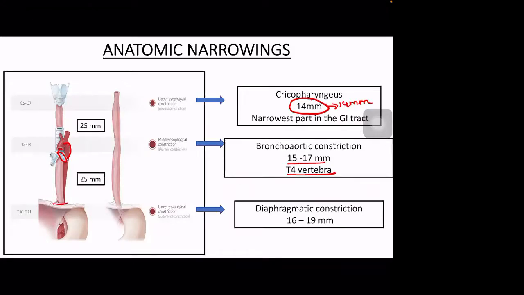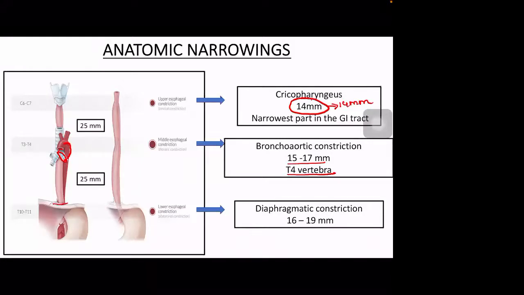So basically there are three constrictions. One is the cricopharyngeus. Next is the bronchoaortic constriction. Remember this, you can see in the picture: the left mainstem bronchus and the arch of the aorta are what cause the narrowing. That is why it's called the bronchoaortic constriction. It's roughly at the T4 vertebral level. And the other constriction is the diaphragmatic constriction.